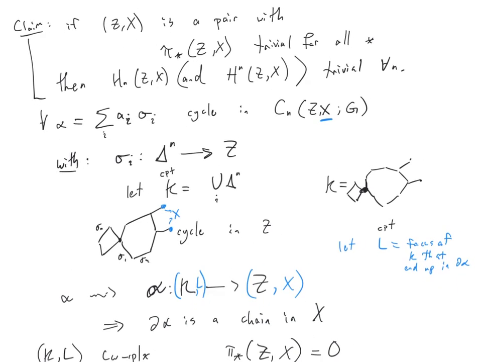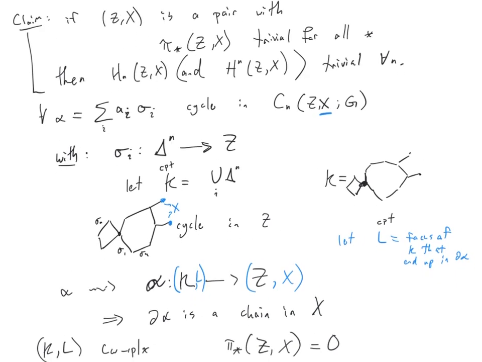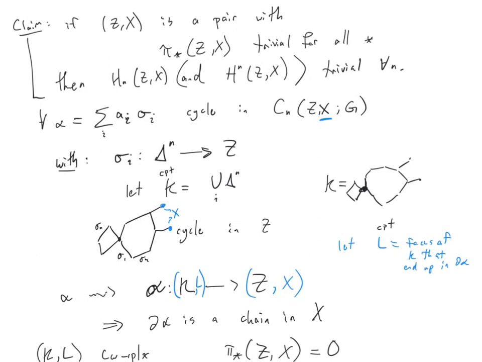So as a consequence, we get that if two spaces are weakly equivalent, then that weak equivalence induces a homology and cohomology isomorphism. Cohomology follows directly from the universal coefficient theorem.